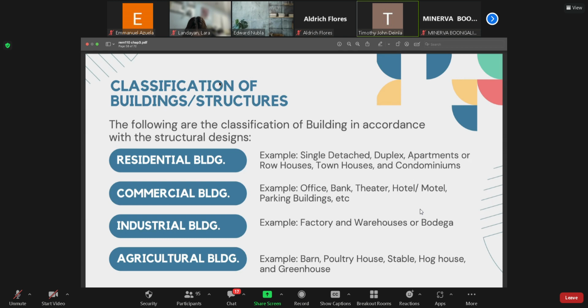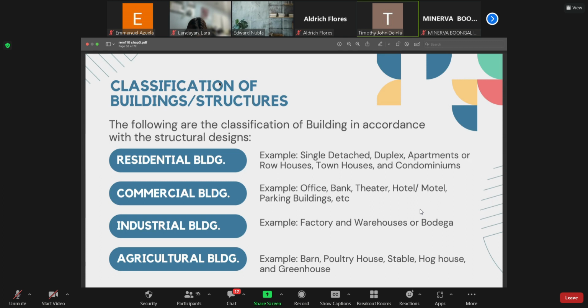So generally po, according to the manual, buildings shall be generally classified in accordance with the structural design for which they were intended. And under the use of design classification, buildings can be grouped into 4 categories. So that's residential buildings, commercial buildings, industrial buildings, and agricultural structures. Since napag-aralan na rin po natin yung residential buildings, hapyaw na lang din po ito.